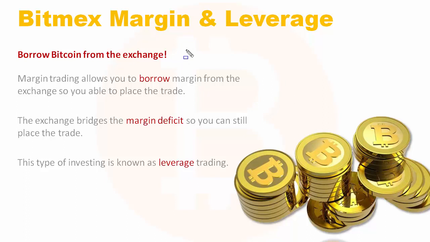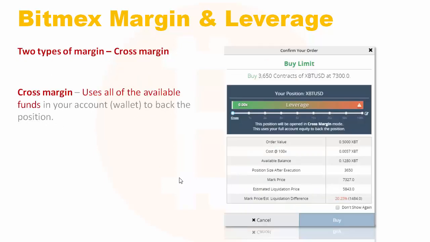So just to recap here, margin trading allows you to borrow from the exchange. They are basically plugging the deficit that you have. You don't have the funds in order to do it. And then when you do this, you will then be leveraged up on your actual trade. Simple as that. Now, Bitmex have two types of margin, which you will see in their order form. We'll look at this in a bit more detail later on, but I'm just going to cover it.